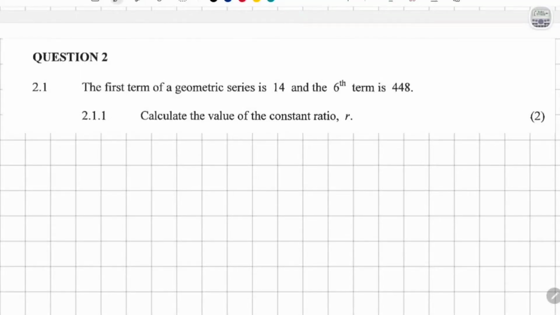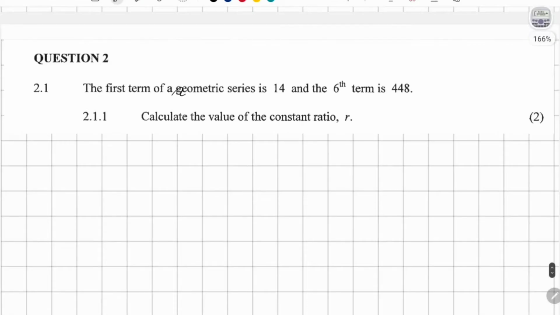Okay, now we move on to question 2. Question 2.1 says the first term of a geometric series is 14 and the sixth term is 448. We have to calculate the value of the constant ratio. Okay, so look at the information they've given us. They gave us the first term and they gave us the sixth term.